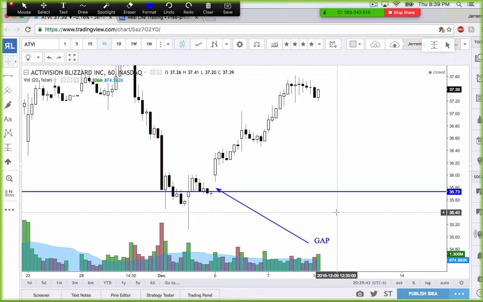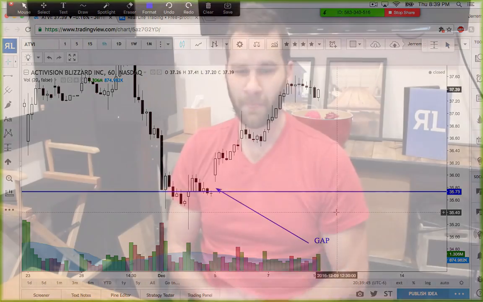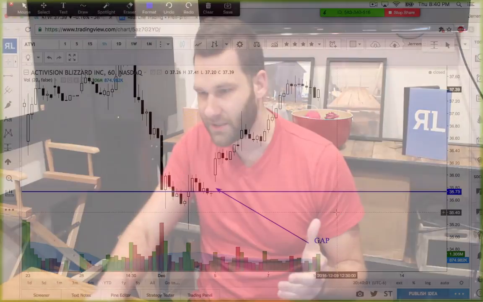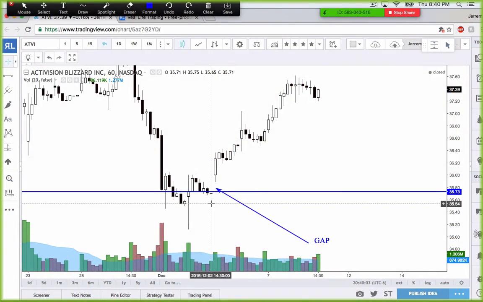So how is a gap created? It's actually very simple. A gap is created when the opening price of one day and the closing price of the previous day do not match. That's simple. So if a stock, doesn't matter what stock it is, closes at, let's just be legitimate, $35.71 on a Friday, and Monday morning we open at $36 and a penny, there's a difference of 25 cents.